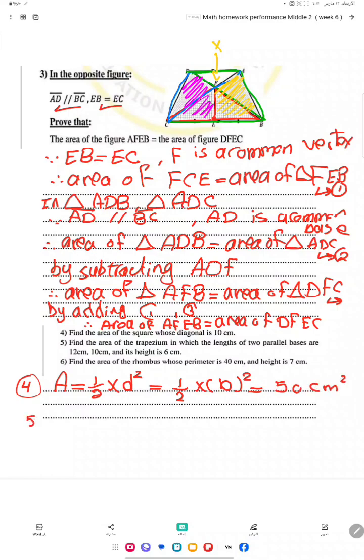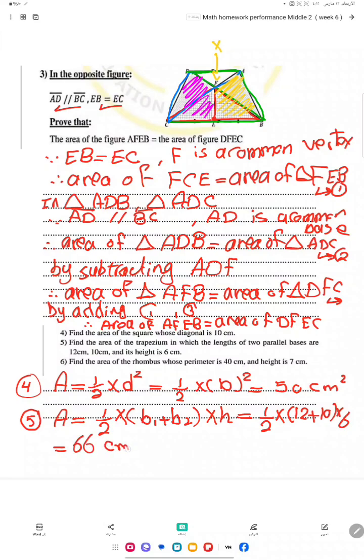Okay, question number 5. Find the area of a trapezium in which the lengths of the two parallel bases are 12 centimeter and 10 centimeter, and its height equals 6. We know the area of a trapezium equals half times the sum of the two bases times the height. So just apply the rule: half times (12 plus 10) times 6, which equals 66 centimeter squared.